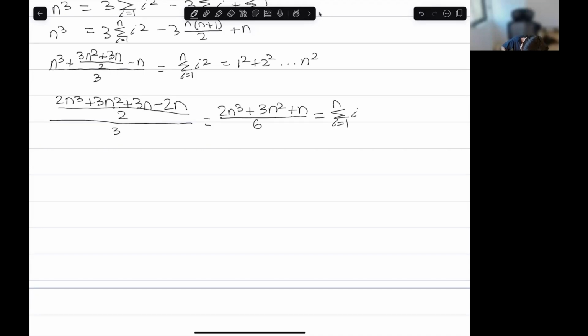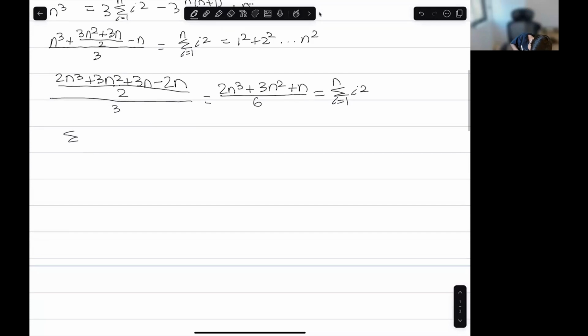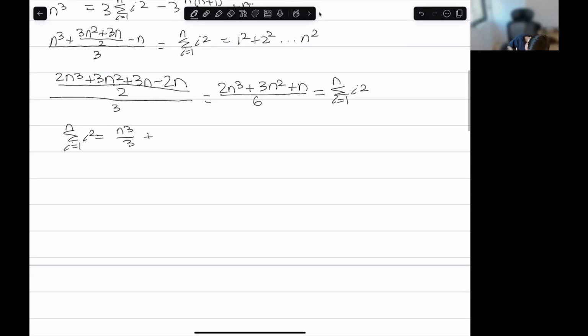Now, you might have seen it in a different form. I'm just going to list a few different forms. Some people might have seen it like this, n cubed over 3 plus n squared over 2 plus n over 6. Or if you factor the numerator, you can find that this is actually equal to this.